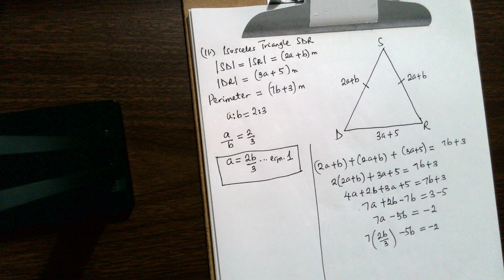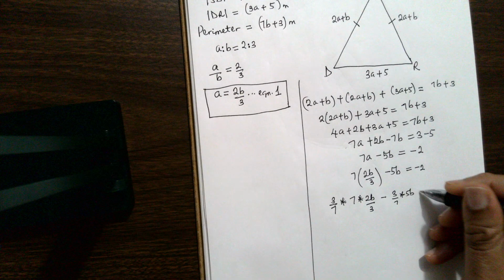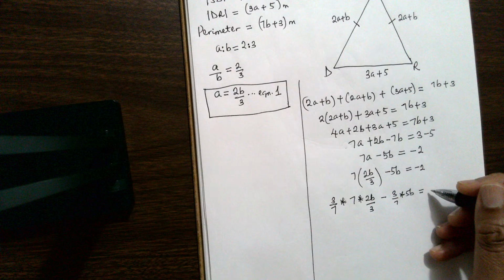So 3 over 7 times 7 times 2B over 3 minus 3 over 7 times 5B equal to 3 over 7 times -2. So this is, yeah, I don't want to do this like this. So let's just simplify this first.